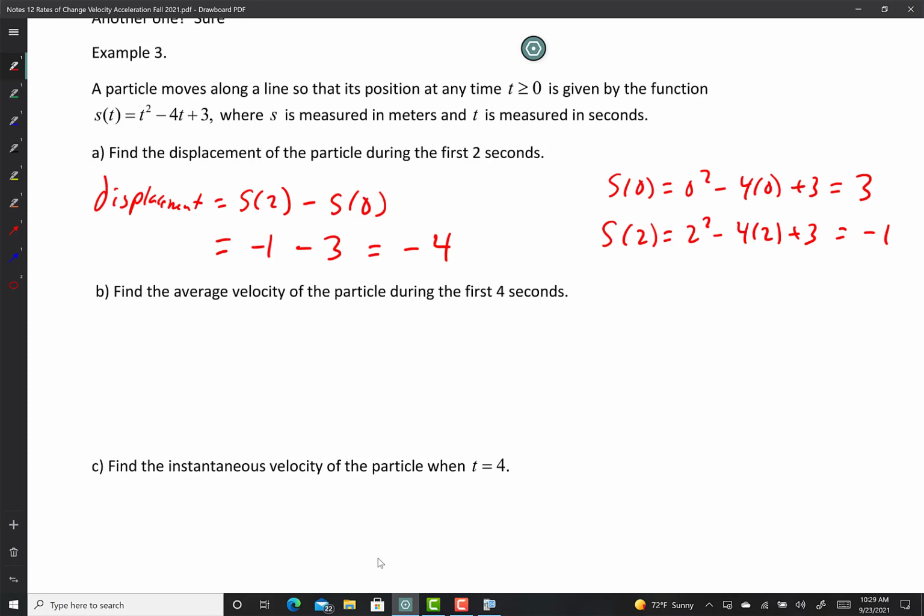Does that make sense? Could you repeat that part again? Yes. Pretend this is a number line right here. I'm here initially, at position 3. And then I go 1, 2, 3, 4. This position now is negative 1. I was at position 3, I'm at negative 1. I'm 4 units to the left of where I started.